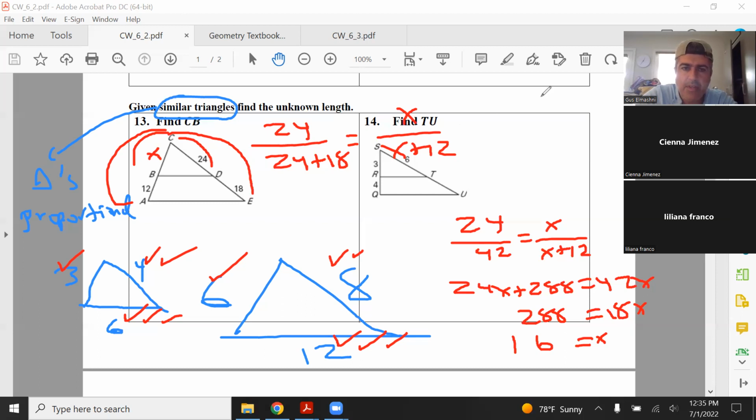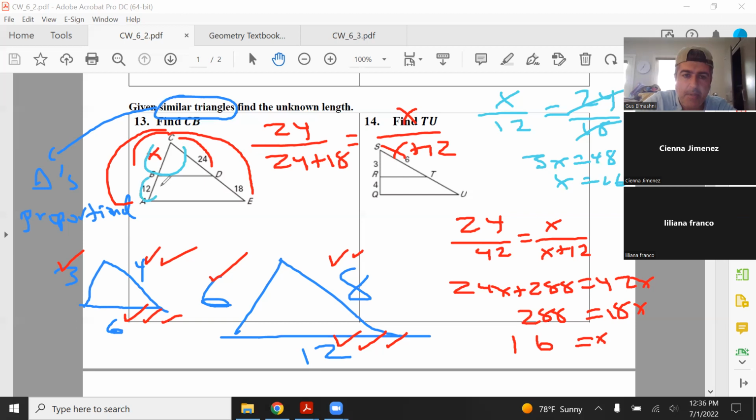Or you could have done this. You could have done X over 12 equals 24 over 18. That also would have worked. And you could reduce that, so each was divided by 6, so 4/3. So 3X equals 48, X equals 16. So you could have done that also, where you compare CB to BA and CD to DE.